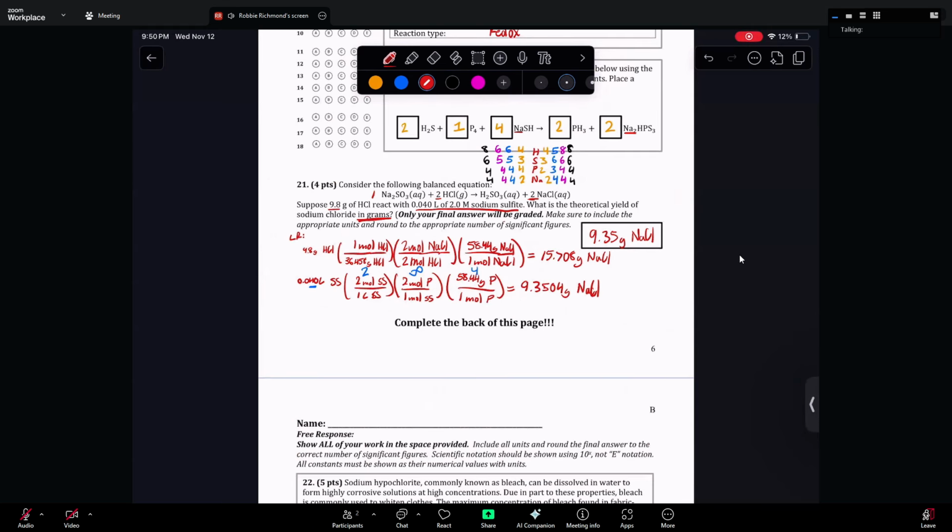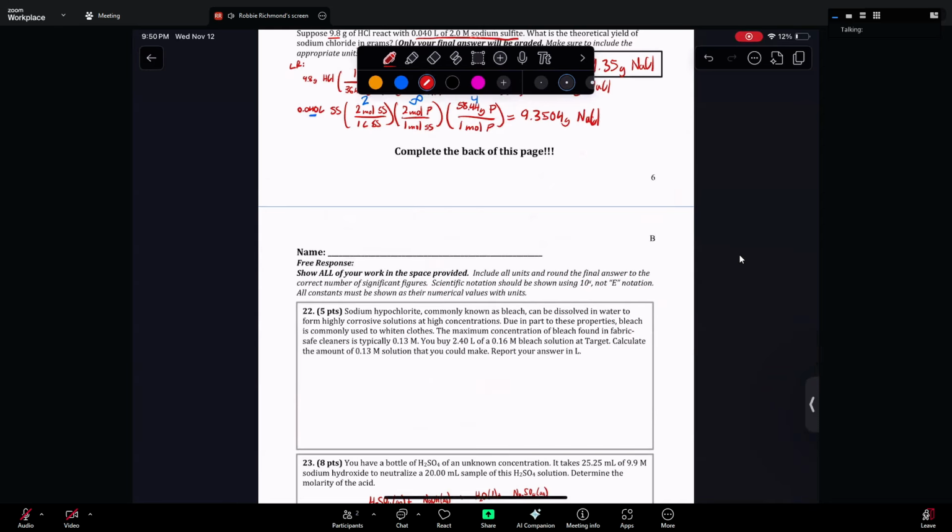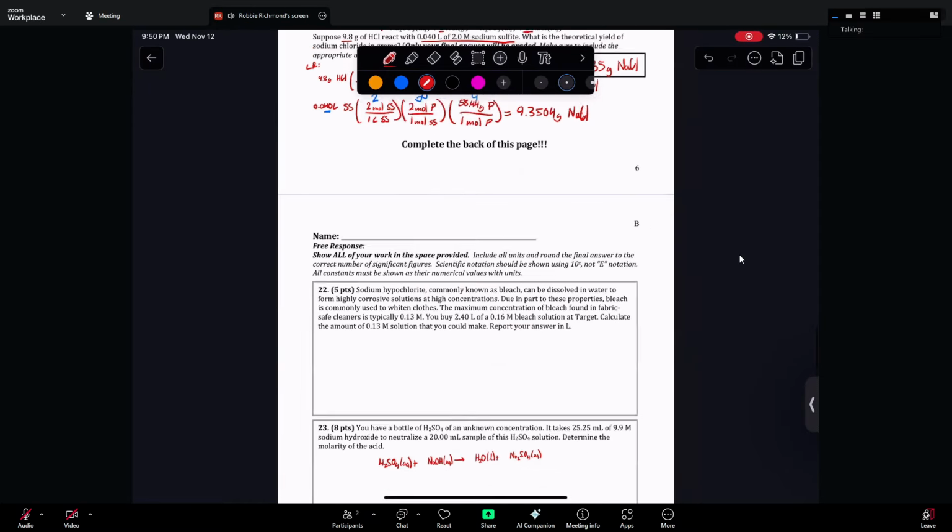Cool. Going on to question 22. Sodium hypochlorite, commonly known as bleach, can dissolve in water, forming highly corrosive solutions at high concentrations. Due to these properties, bleach is commonly used to whiten clothes. The maximum concentration of bleach found in fabric-safe cleaners is typically 0.13 molar. You buy 2.4 liters of a 0.16 molar bleach solution at Target. Calculate the amount of 0.13 solution that you can make. Report your answers in liters.